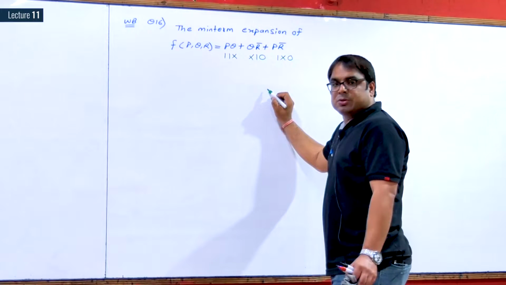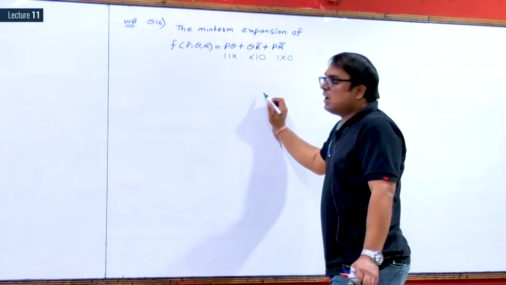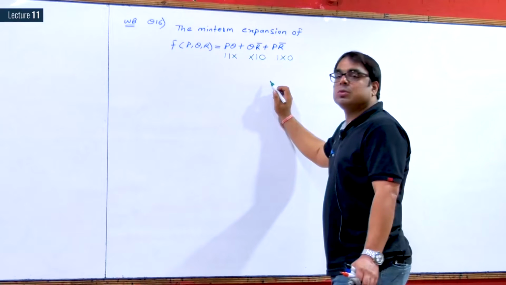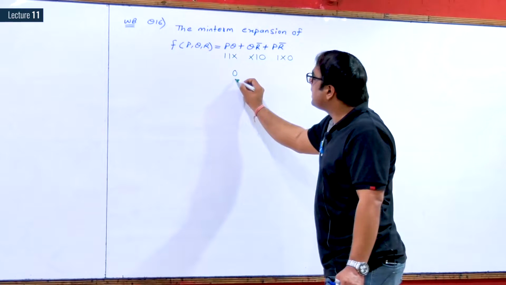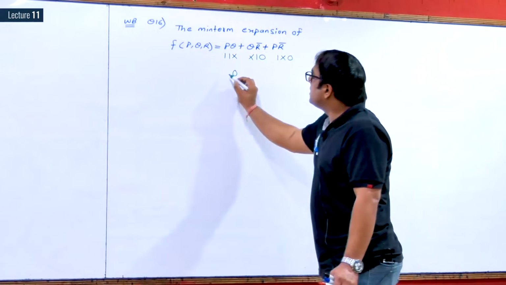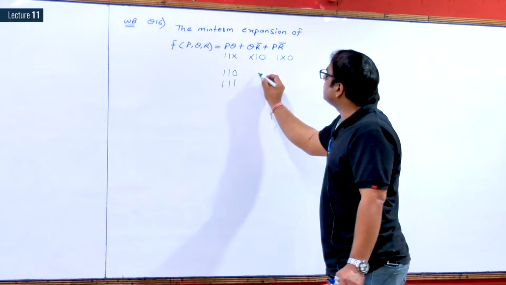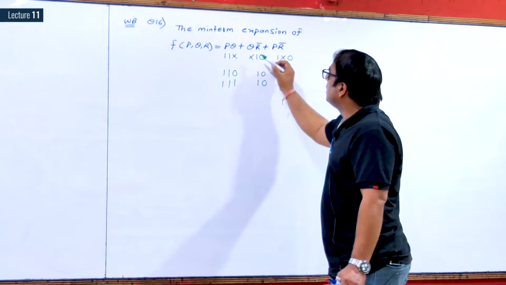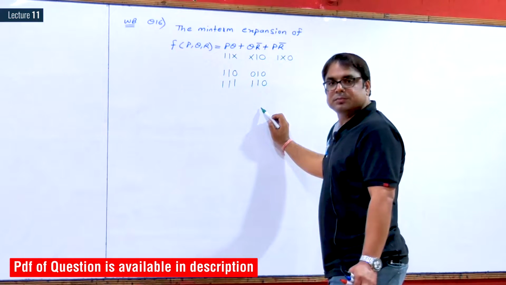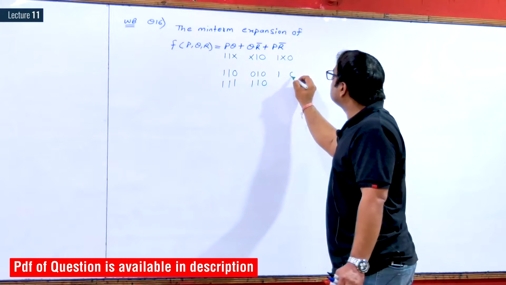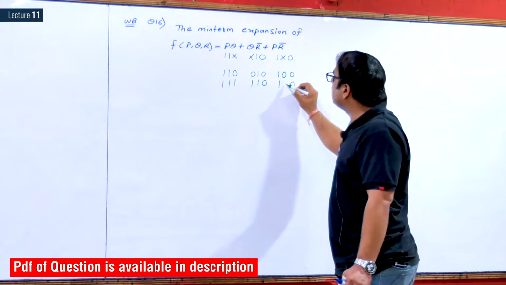Complement corresponds to 0, normal corresponds to 1 because we are obviously in SOP format. The missing variable corresponds to don't care. Don't care means it will be replaced with 0 as well as 1. This P and Q will not change. This Q and R complement will not change. The missing P will be introduced as 0 as well as 1. This P and R complement will not change. The missing Q will be replaced with 0 as well as 1.